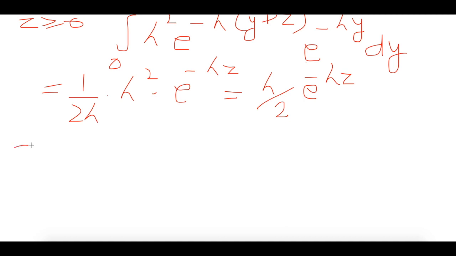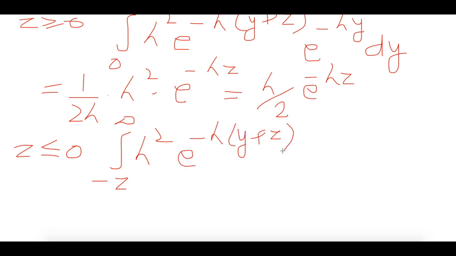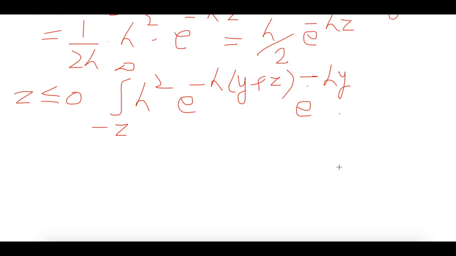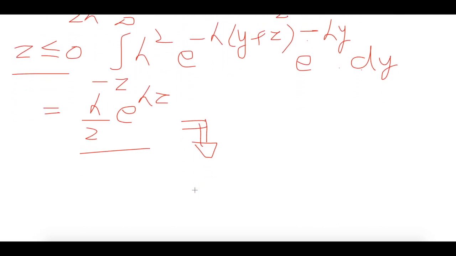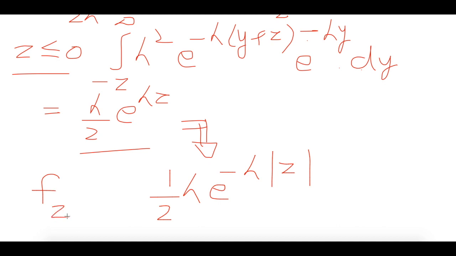For our other case, we will have the limits from minus z to infinity. Again the same story, e to the minus lambda (y plus z) times e to the minus lambda y, dy, which is equal to lambda over 2 e to the lambda z. Combining this one and this one, we will get lambda over 2 e to the minus lambda absolute value of z. This is my f of z.